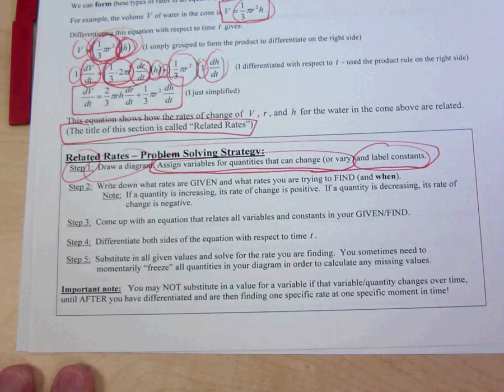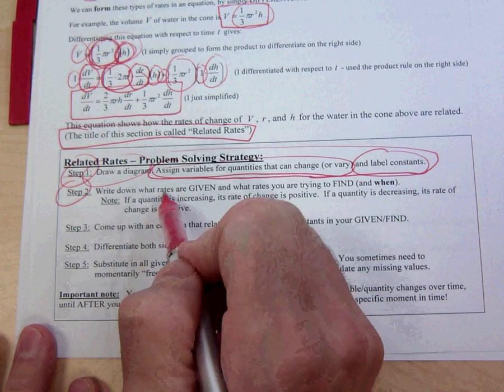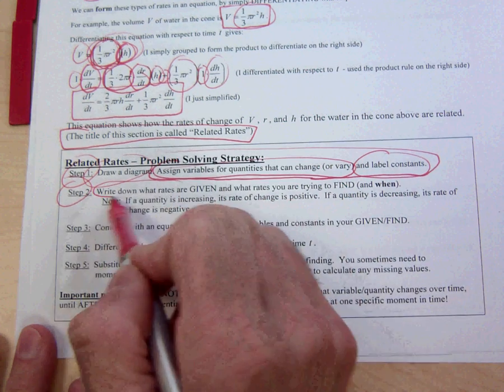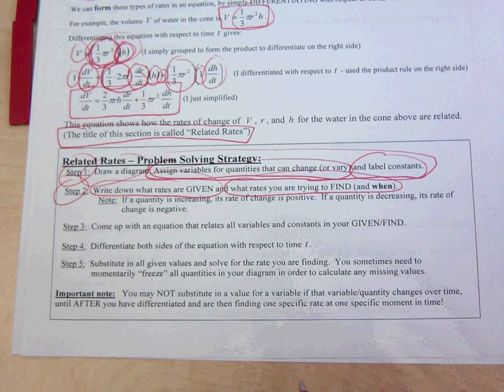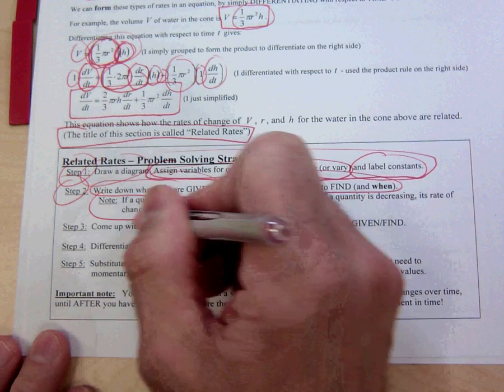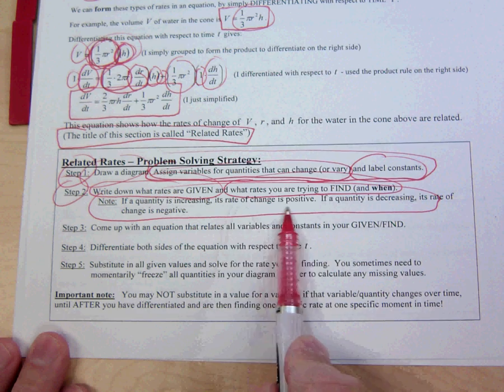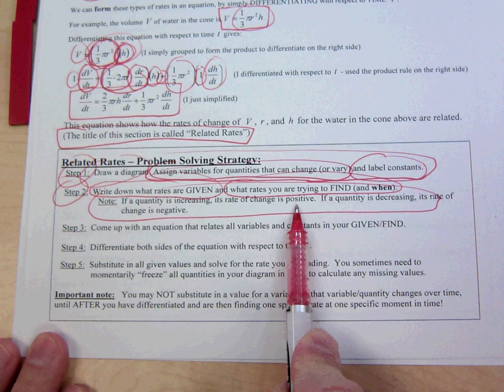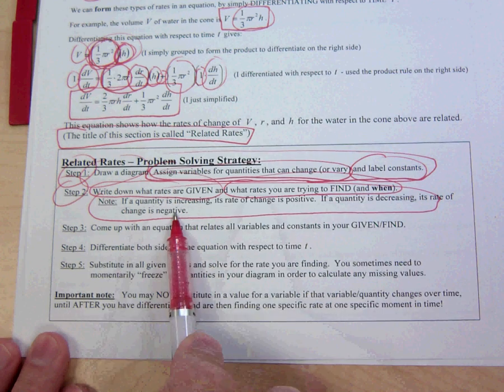Is that clear? Then from there, what I want you to do is write down what rates you are given and what rates you're trying to find and when. Very important, like I just said a minute ago: if a quantity is increasing, make sure the rate of change is what? Positive. If the quantity is decreasing, make sure the rate of change is negative.